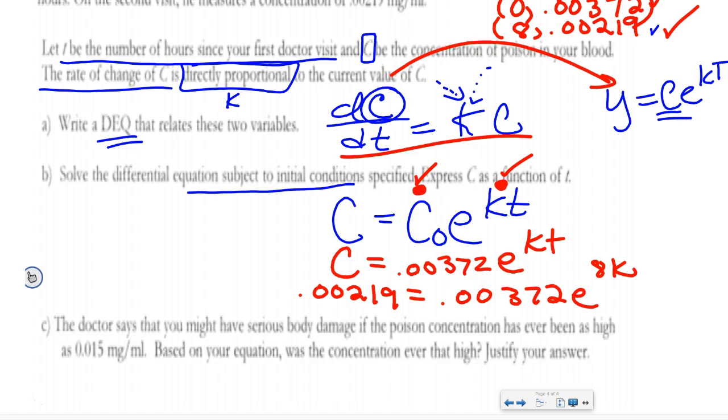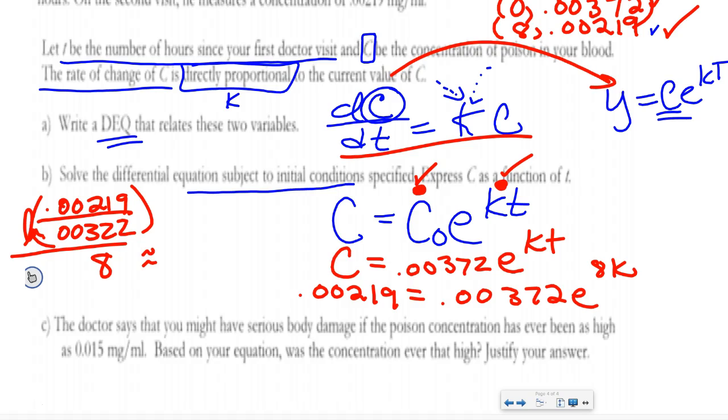So solving this for k, I'll divide both sides by 0.00372. I would natural log that. I would be left with 8k because the natural log will undo the e. And I divide by 8. Remember I said it's the natural log of the growth factor divided by the time? That's exactly what I have here. But go through the steps for now. And now in Calc 2, we'll cut this process in half. But for now, we're going to leave it as it is.